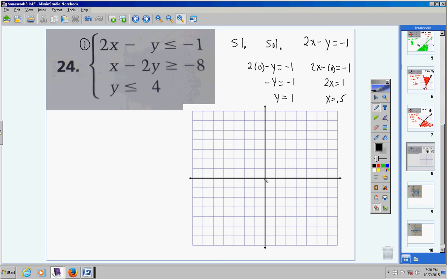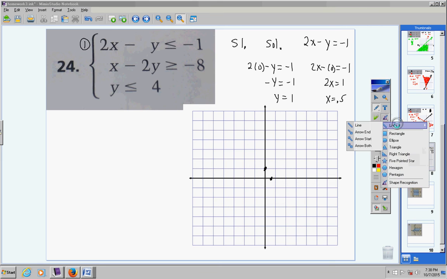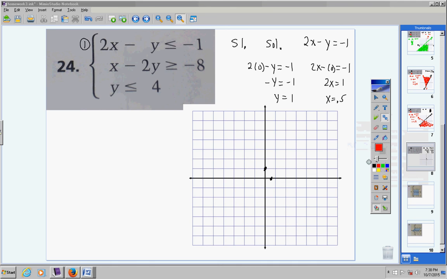So on the y-axis, I will go to +1. On the x-axis, +1/2. Okay, and there we go. So let's go ahead and graph that line here pretty quickly. And here we go.